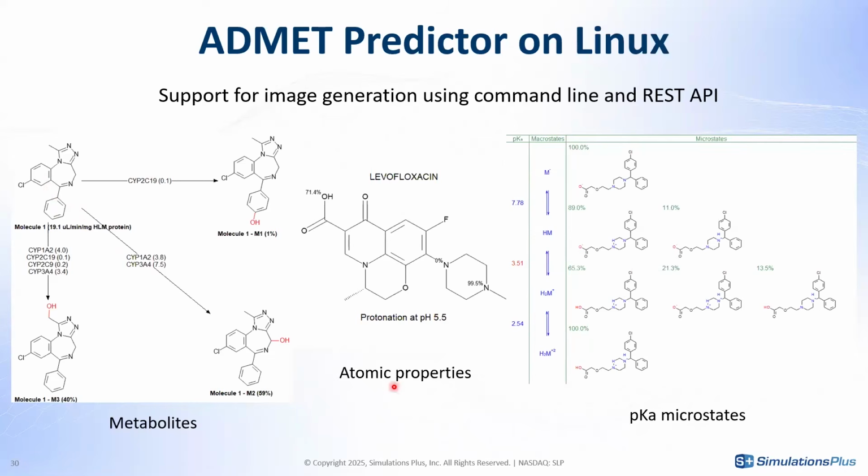I've mentioned now several times the atomic properties, several dozens of these, like the protonation at a user-specified pH. And then this is from our pKa microstates display, which I think many people are familiar with, showing predicted pKa, all the ionization microstates, and their relative populations.